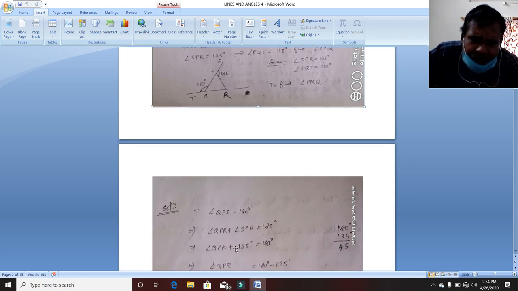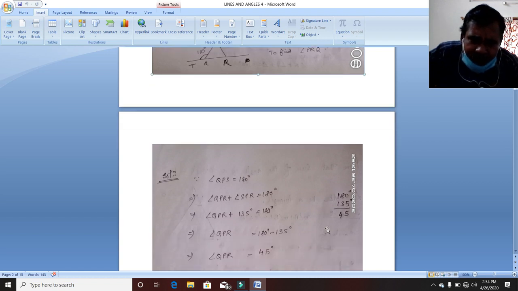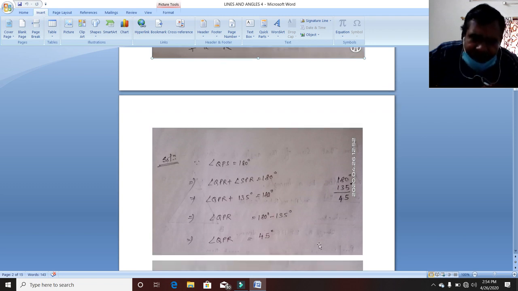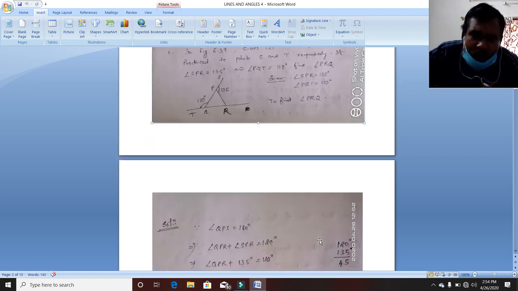There is no value of QPR here. SPR is given, so I put it 135. So I am transposing this from left hand side to right hand side. I am getting the value of QPR as 45 degree. Yes or no? Now one thing another I have to find.